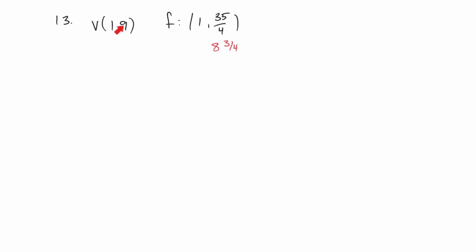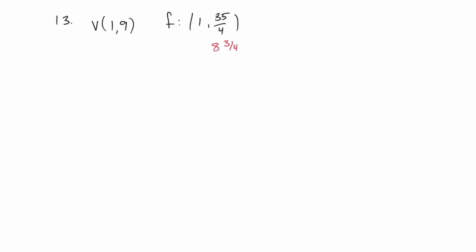I know that how far is 9 to 8 3/4? It's 1/4 away, right? And if the focus is below the vertex, it means the graph's going to open down. If it's above it, it goes up. If it's to the right, it's going to go right. Whichever way the focus is from the vertex tells you which direction the graph is going to open. And since this is below the vertex, it's going to open down.